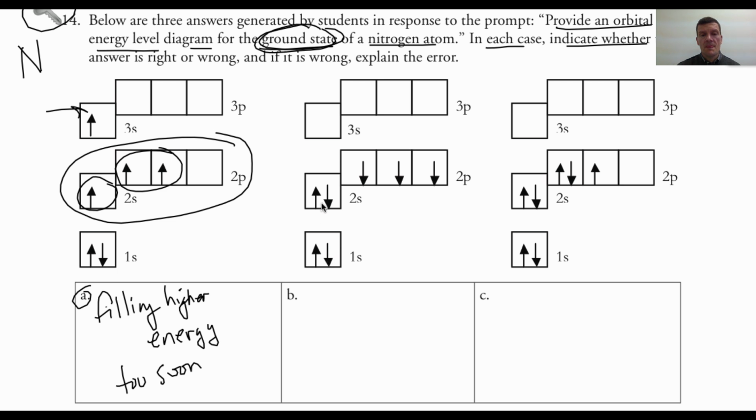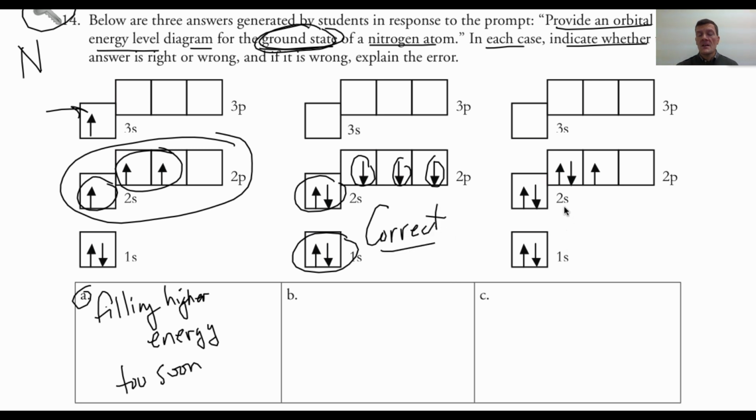Let's look at this one. You have filled the 1s, and then you filled the 2s, and then you're starting to fill the 2p, and you have 1 in each of the p orbitals, and then you would go back and fill them or double them up, but it looks like this one is indeed correct.